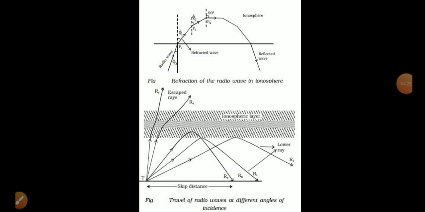Here also we have given the skip distance. It is also called the skip zone, which consists of the ground wave range along with the dead zone, and the whole ionospheric propagation, that is sky wave propagation, is taking place in this distance only, and beyond that there is no sky wave communication.